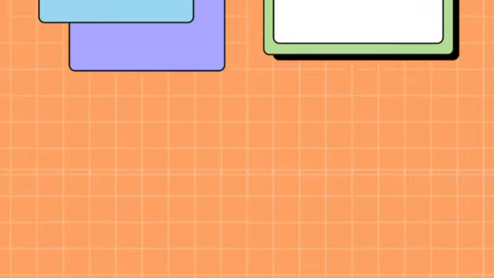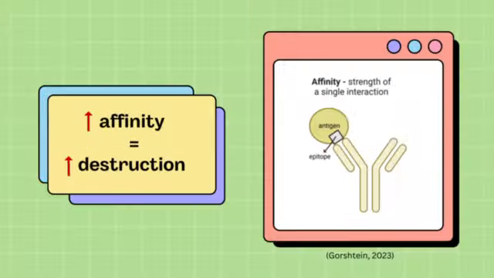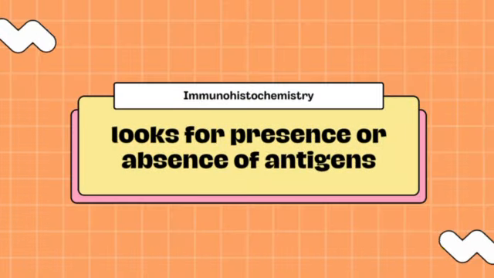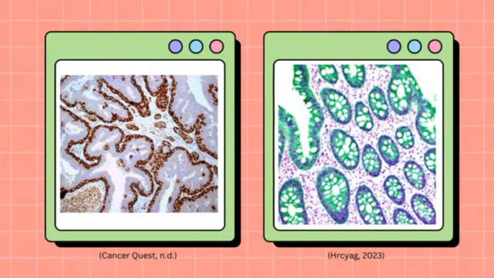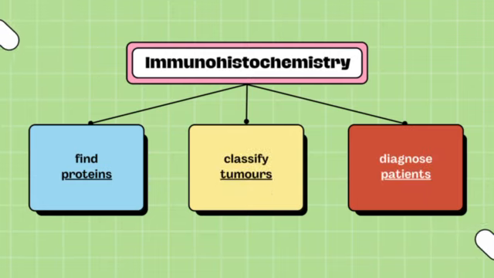Antibodies can either be primary, binding to antigens directly, or secondary, binding to primary antibodies that are already bound to antigens. Depending on the shape of the antigen binding site, known as the epitope, certain antibodies fit with antigens differently. The stronger the affinity, the easier the subsequent destruction. IHC takes advantage of this binding, looking for the presence or absence of antigens, most often in a colorful or fluorescent staining, to find proteins, classify tumors, and diagnose patients in a simple, cost-effective way.